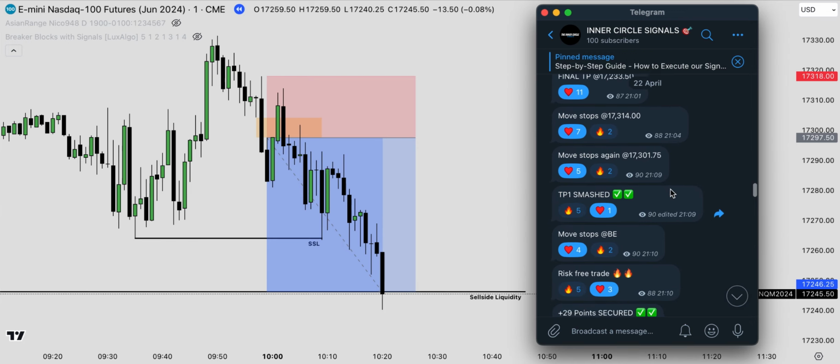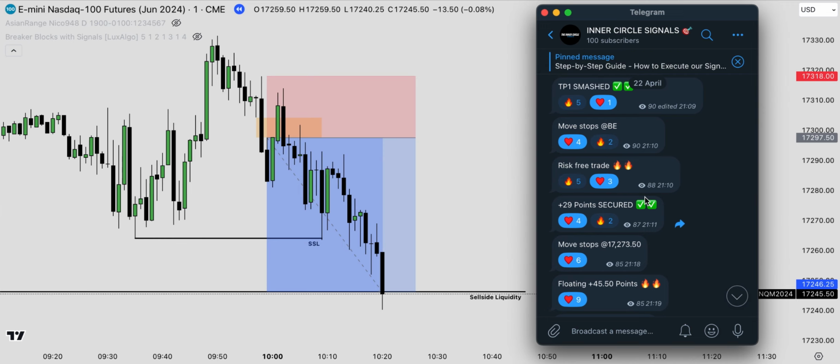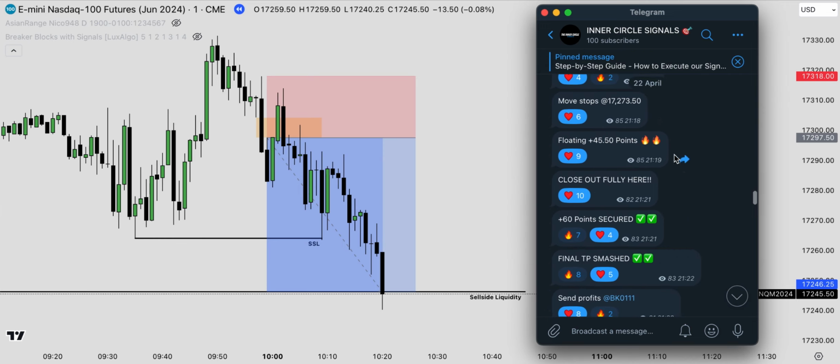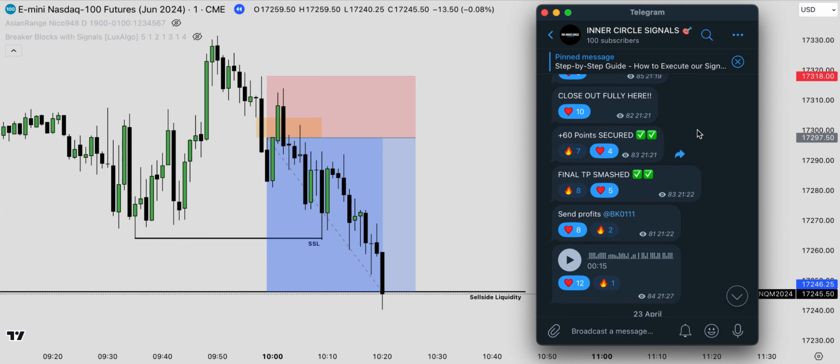Also give out live commentary when I'm inside of the trade, so I tell you to move your stops, reduce the risk. TP1 gets smashed, we move our stops to break even automatically, so now it becomes a risk-free trade. I was around 29 points secured, plus stops again, and then final TP gets smashed, 60 points secured on the day. And we've done it once again, guys.